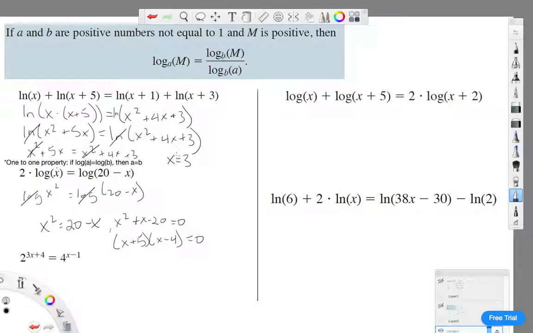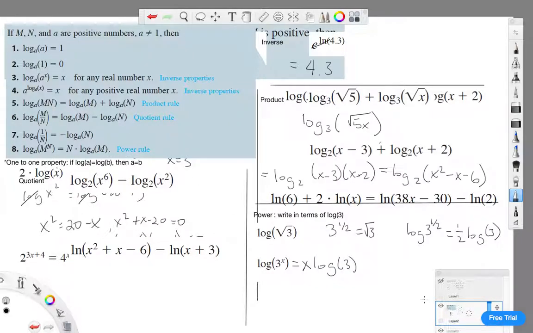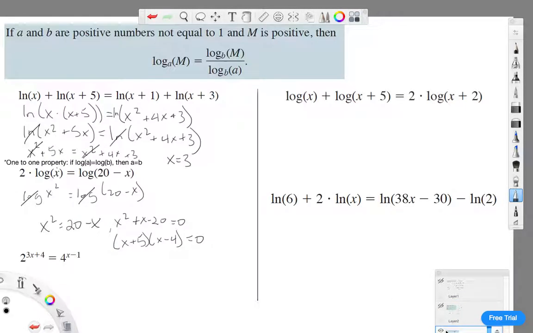Now remember that in order for our product rule to work, a does not equal 1. M and a are positive numbers. And so if m and a are positive numbers, that means all of these are positive, therefore we can't have a negative solution here, for the power rule. So x equals 4 or negative 5. We're going to eliminate negative 5 and then get x equals 4.